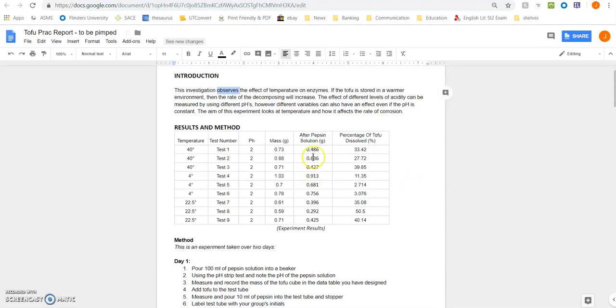So, first example, let's look at our second one. It's this hypothesis here. We can fix that up a little bit as well. If the tofu is stored in a warmer environment, then the rate of decomposing will increase. Okay, fair enough. But can we make this more precise? Not necessarily precise, but I'm talking about language here. Can we make our language more precise? We can, to a degree, make it sound more formal, by changing, again, a couple of verbs. Well, the verbs I want are stored, and decomposing.